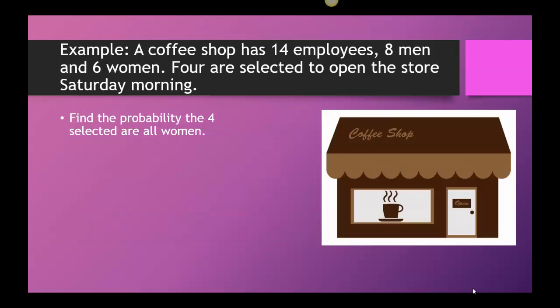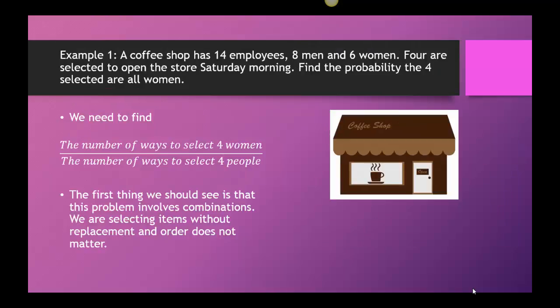Alright, so let's start. My first example says, a coffee shop has 14 employees, 8 men and 6 women. 4 are selected to open the store Saturday morning. Find the probability the 4 selected are all women. Okay. So for this scenario, we need to find the number of ways to select 4 women and then divide that by the number of ways to select 4 people.